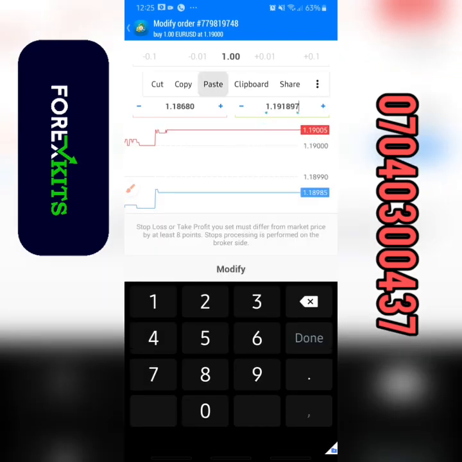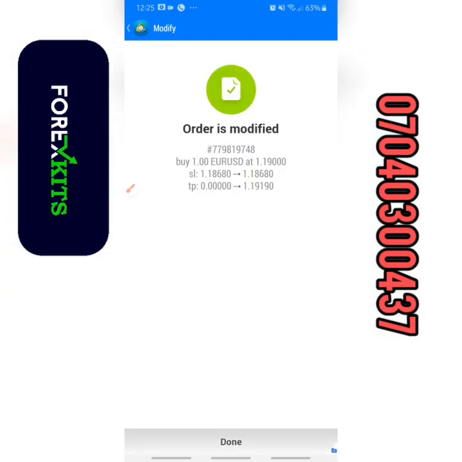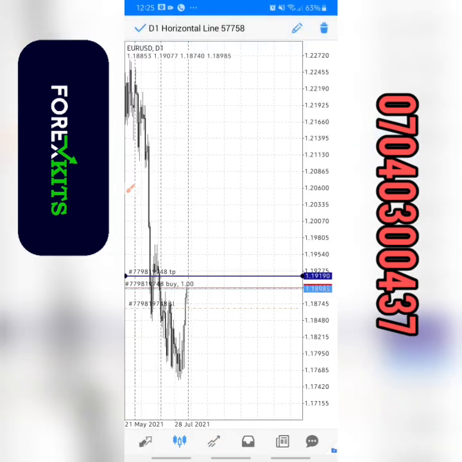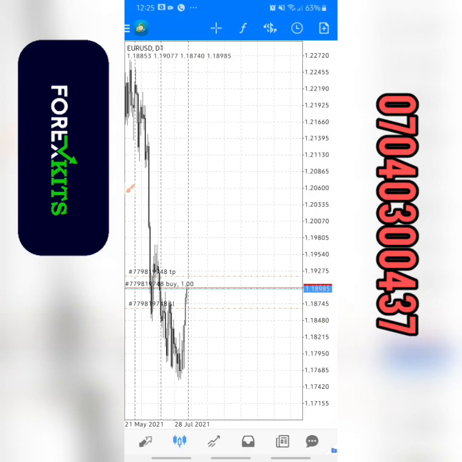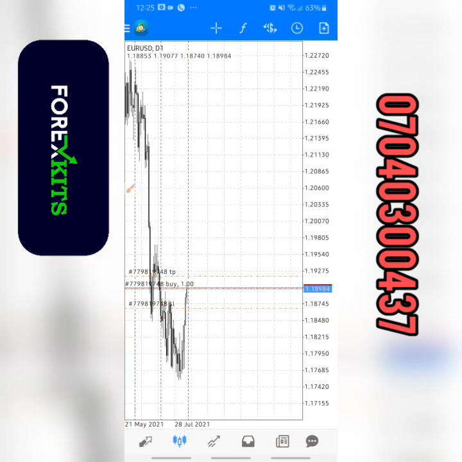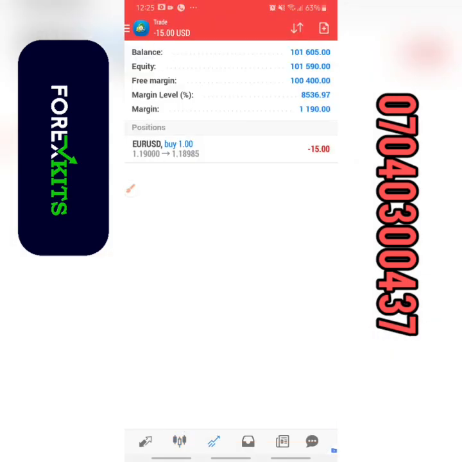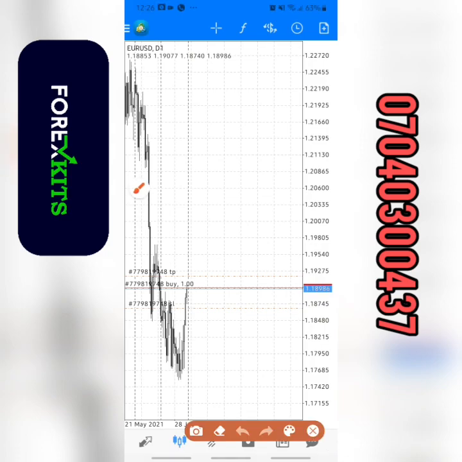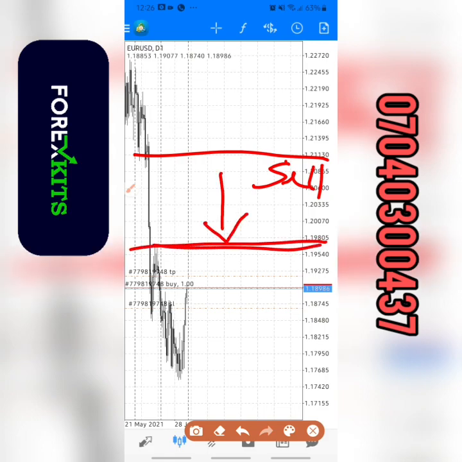So paste that, modify. Okay, so if I delete that rectangle right now, you can see my order: a take profit, TP, SL, and a buy order in the middle. Same thing goes for your sell order. Your take profit for a sell order is going to be down. So had this been a sell order, your take profit is going to be down because for a sell you're expecting price to come down, and your stop loss is going to be up here.